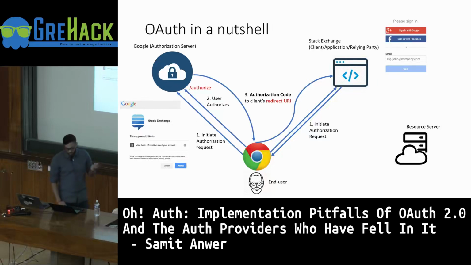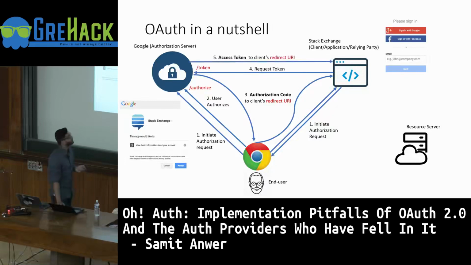And once the client receives the auth code, it can hit the token endpoint at the auth server to get back an access token. And the access token again is sent back to the redirect URI. Now that the client has some form of authorization, which is basically in terms of the access token, it can then hit the resource server's endpoints using the token and fetch back the resources. So that's how a typical OAuth flow works.